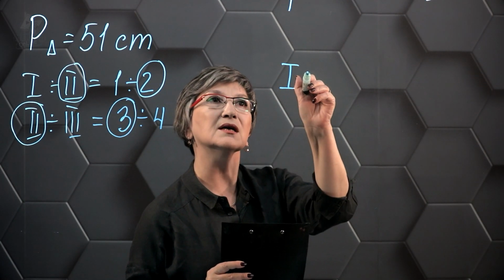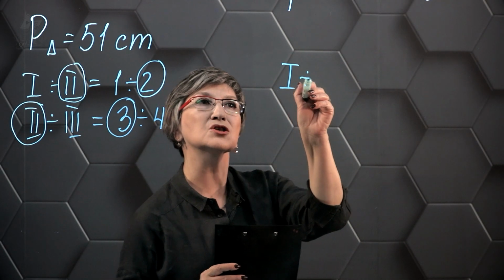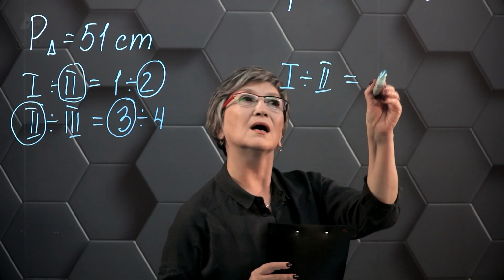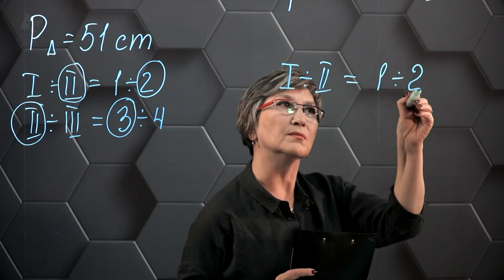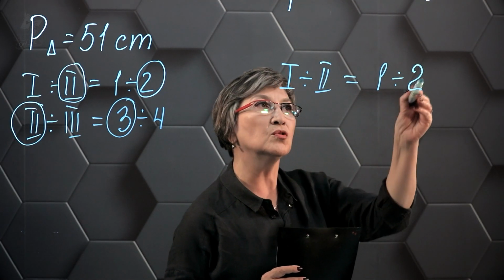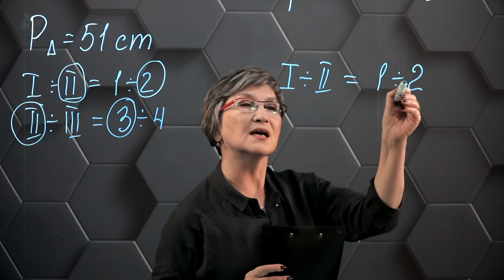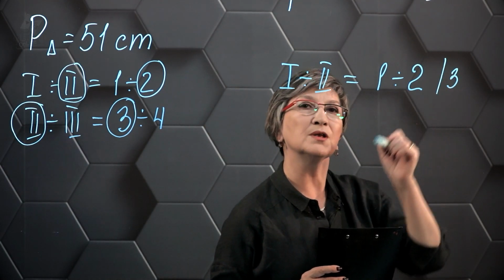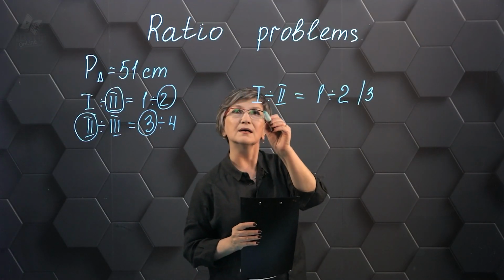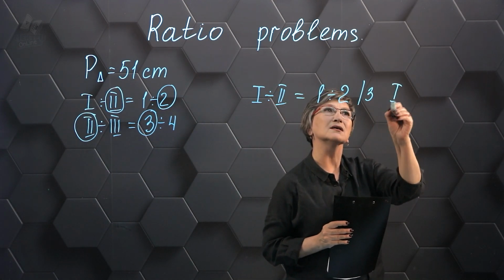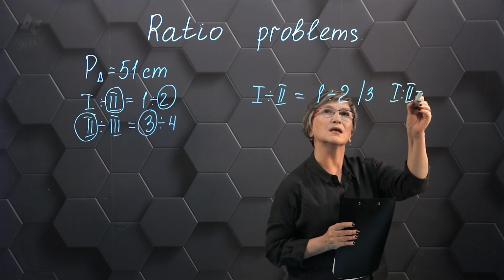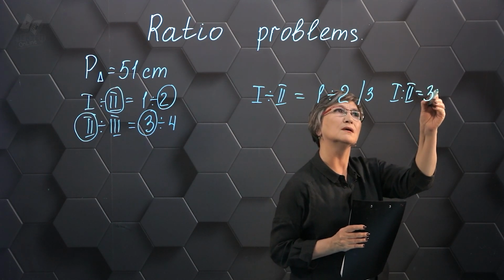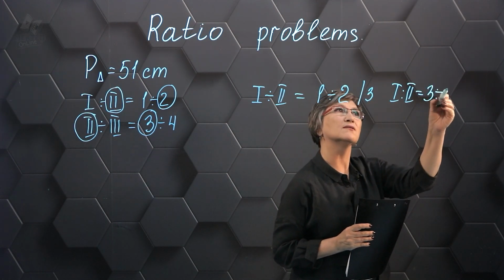To do this, I'll write down again the ratio of the length of the first side to the second side as 1 to 2. And then I'm going to multiply that ratio by 3. What do I get as a result? Well, the ratio of the first side to the second side is equal to 3 times 1, that's 3, and 3 times 2, that's 6.